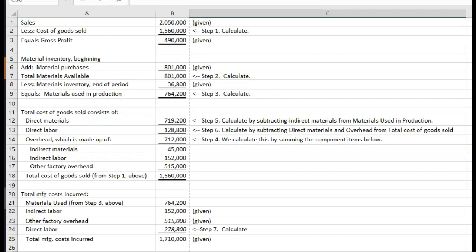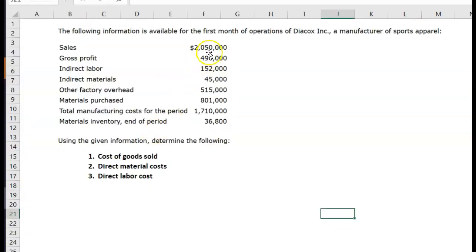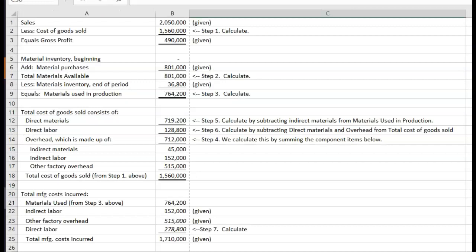Okay, so the first thing we can calculate is cost of goods sold. They gave us sales of $2,050,000 and gross profit of $490,000. So the difference is cost of goods sold, 2050 and 490. Okay, it came from here, 2050 and 490. All right, and I'm just going back and forth between two sheets in Excel.